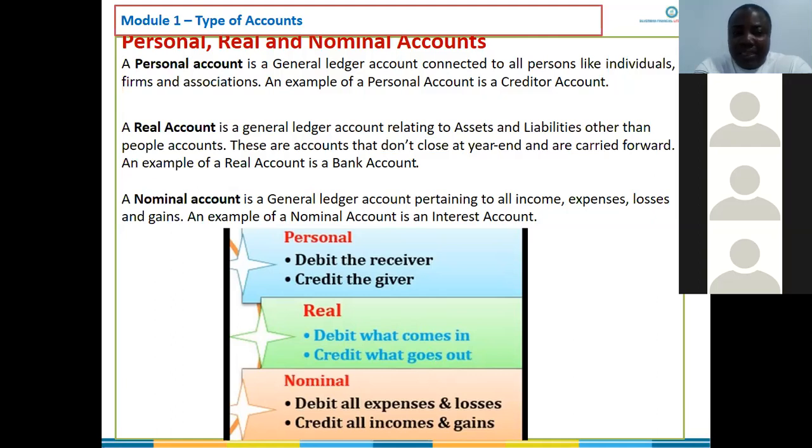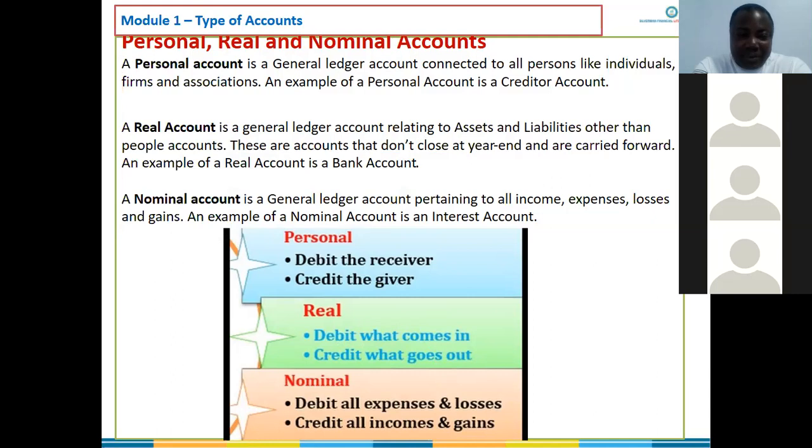A real account is a general ledger account relating to assets and liabilities other than people's accounts. These are accounts that don't close at year end and are carried forward. An example of a real account is a bank account. You see, a bank account falls under real account. Asset accounts, like maybe your computer account or your fixed asset account, or maybe you borrow money from the bank, it's a liability to you. It will be called a real account because you carry the balance forward until you settle it.